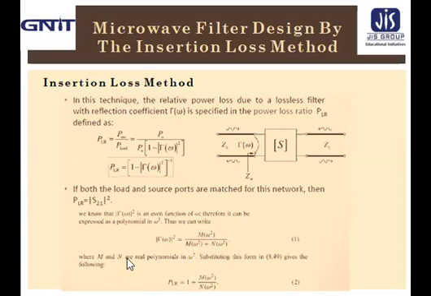Here M and N are real polynomials in omega squared, and if we substitute this equation, then we can write that PLR equals 1 plus M of omega squared by N of omega squared, because in this equation PL equals 1 minus mod tau omega squared, and if we replace tau omega by this equation, then we get PLR equals 1 plus M of omega squared by N of omega squared.